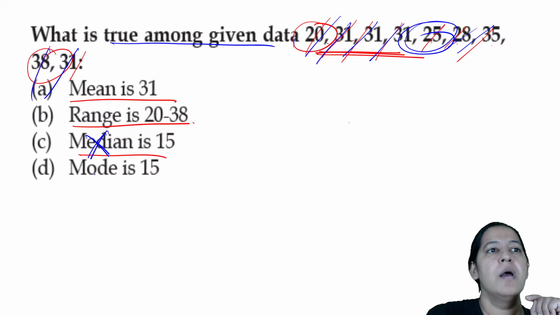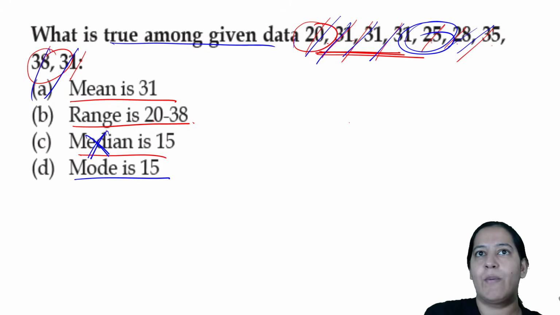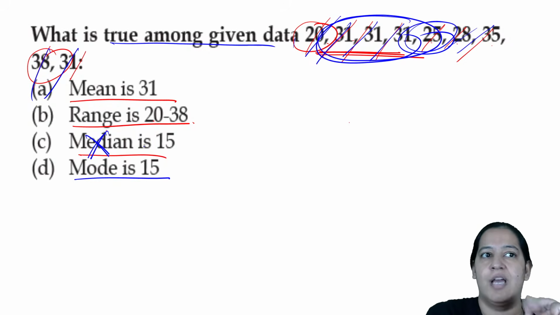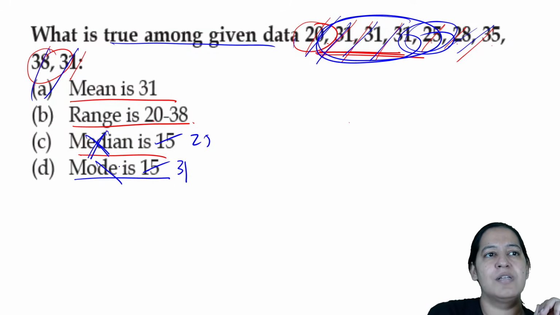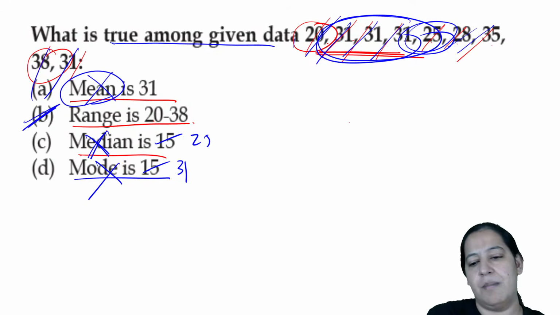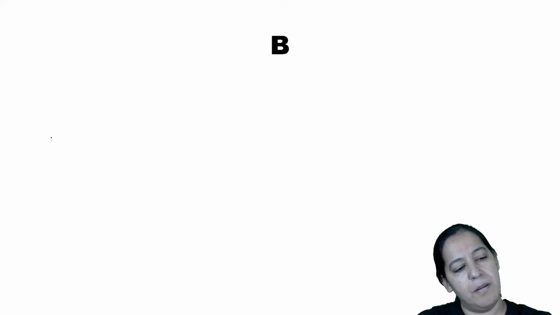Median is 25. Mode is 15. Mode is the most frequent value. 31 is coming 3 times. So mode is 31. Median is 25. So this statement is also wrong. Calculate the mean and see. It will not be 31. So the correct answer among them is B. So range is minimum to maximum. Done. So that is all about it.